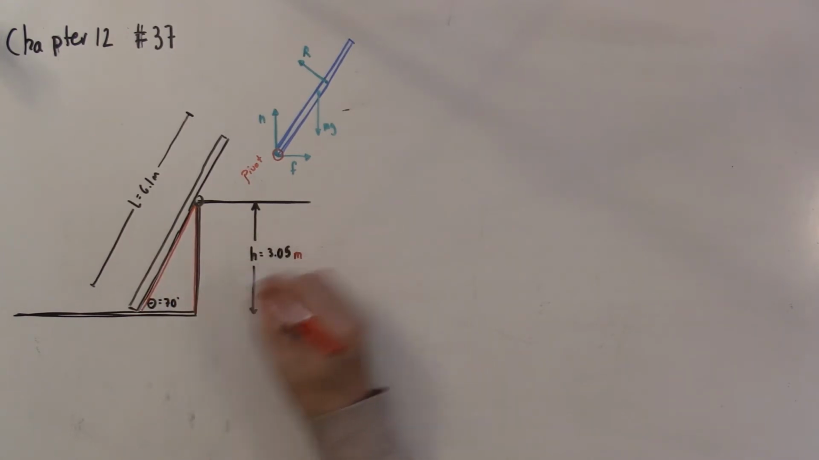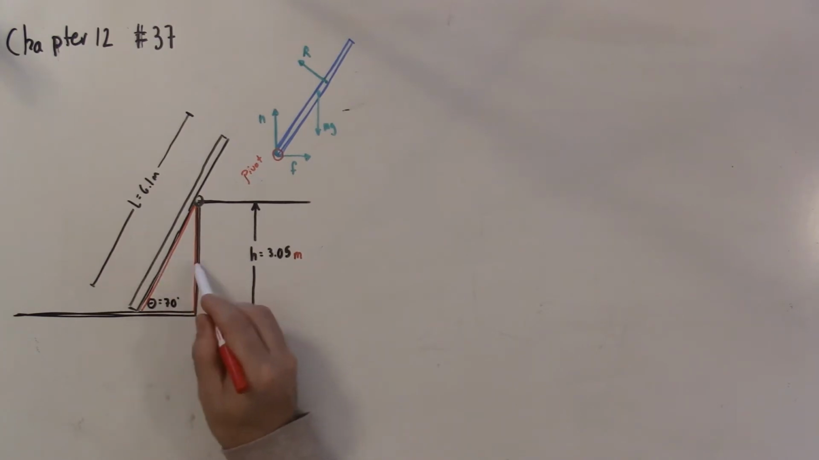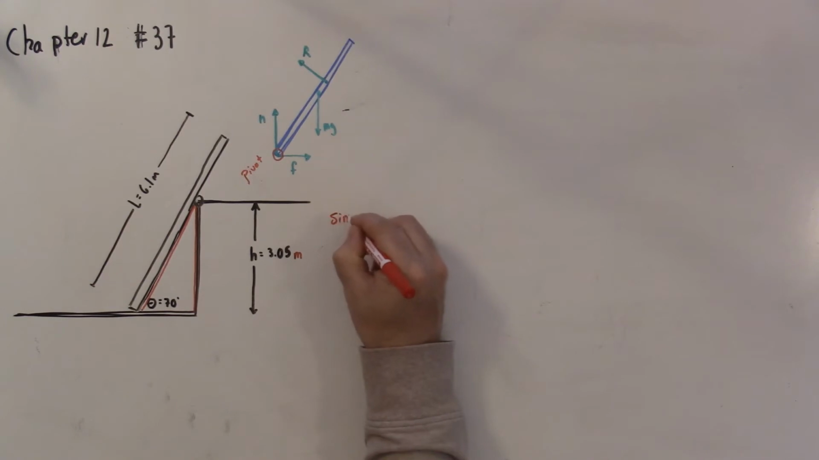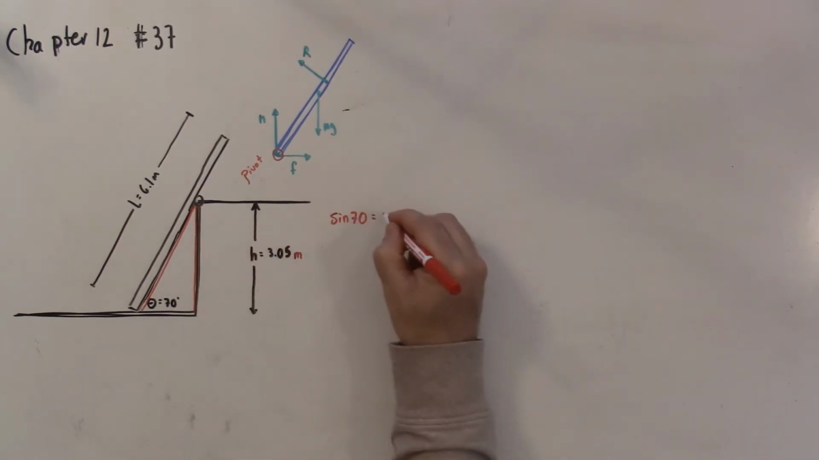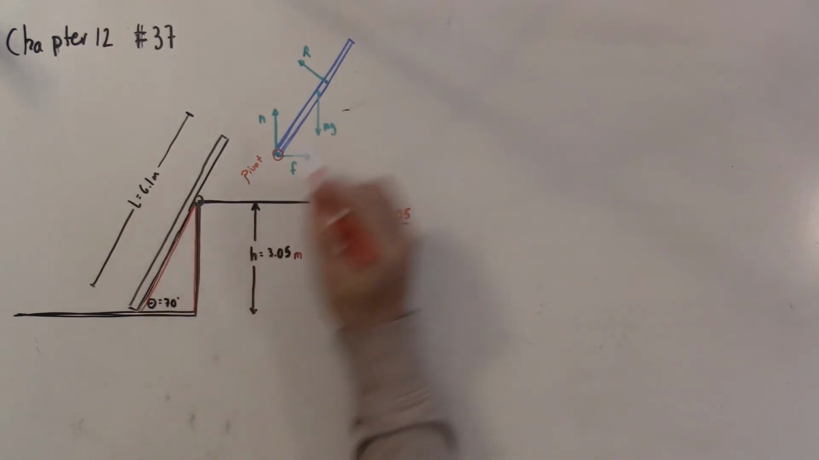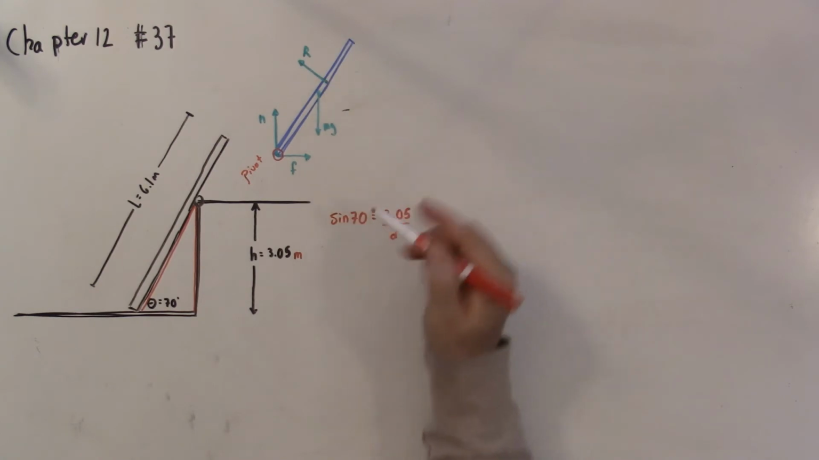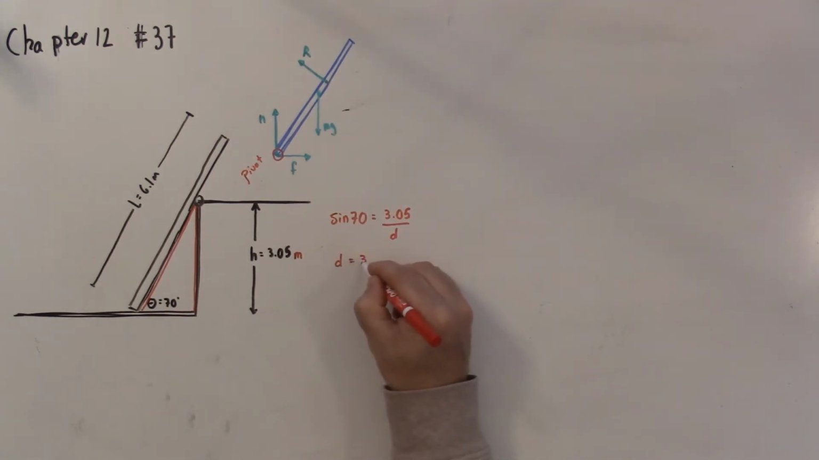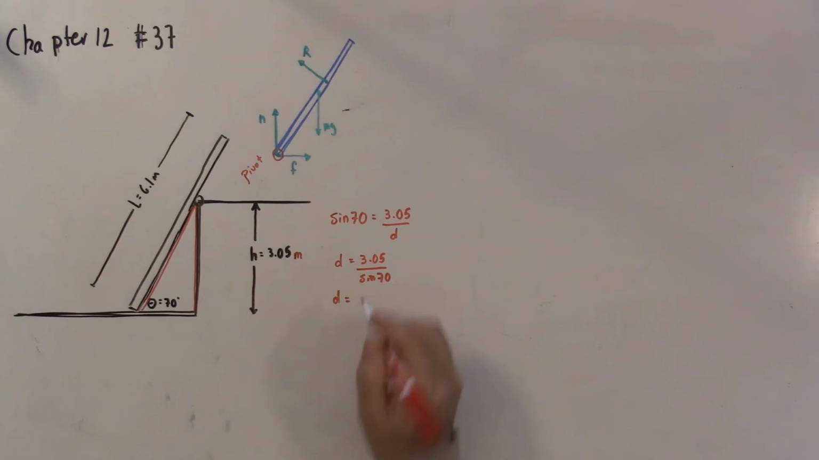Oh, this is meters. So this is the hypotenuse. This is the opposite side. So the sine of 70 degrees is equal to the opposite side, which is 3.05, divided by, basically, I'm going to call it d. It's the distance from here up to where the roller is. So d is equal to 3.05 divided by the sine of 70. And I have d equaling 3.25. Let me check that against my handy dandy calculator just so I don't make a bad error.